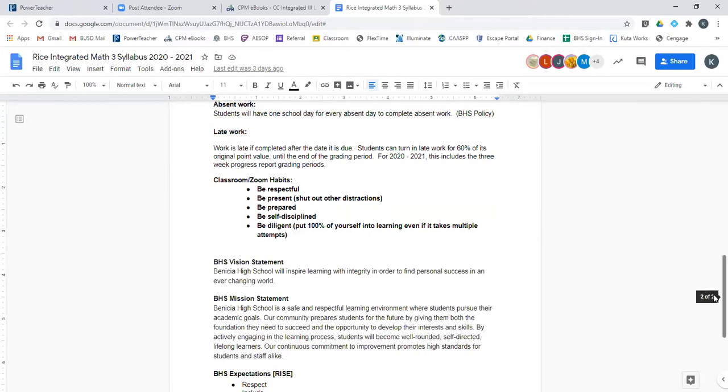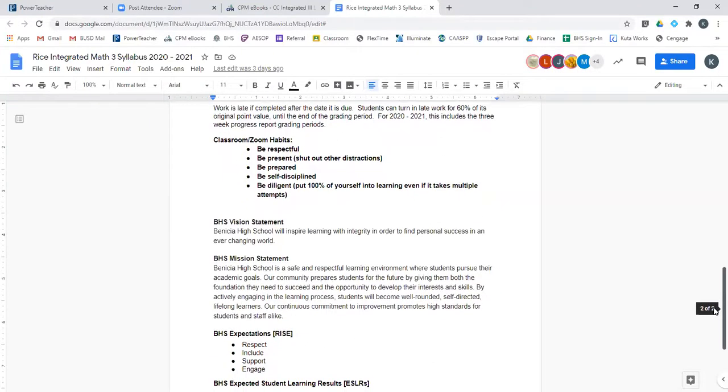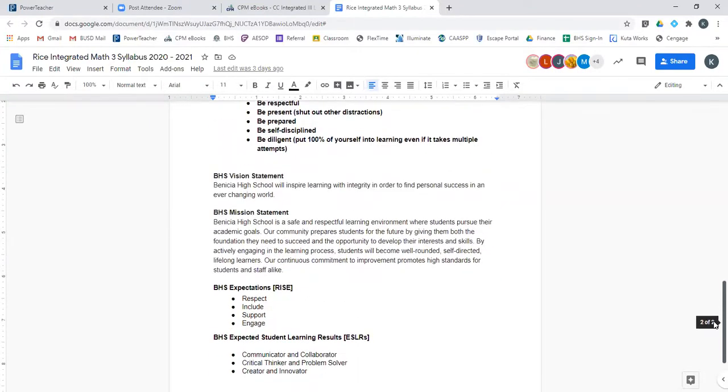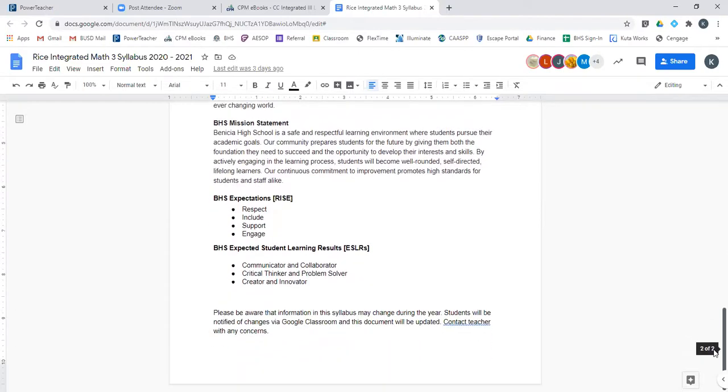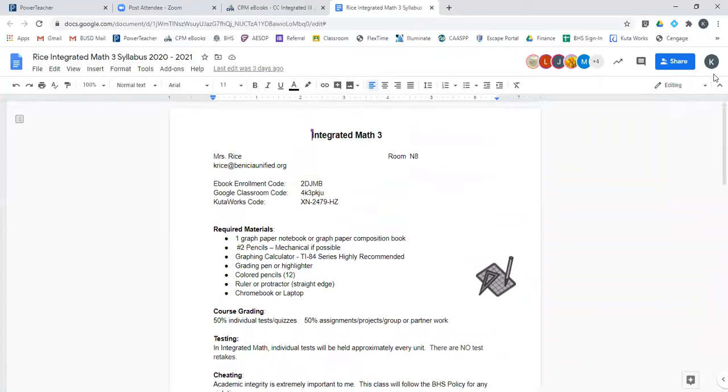Down below are the BHS vision and mission statements and the expected student learning results for you to read over. Just be aware, times are changing, things in here might change. I plan on being flexible. I hope you guys can be as well.